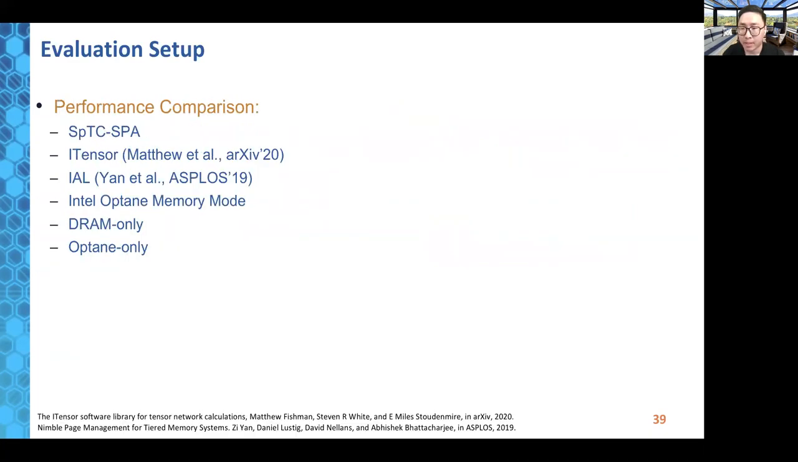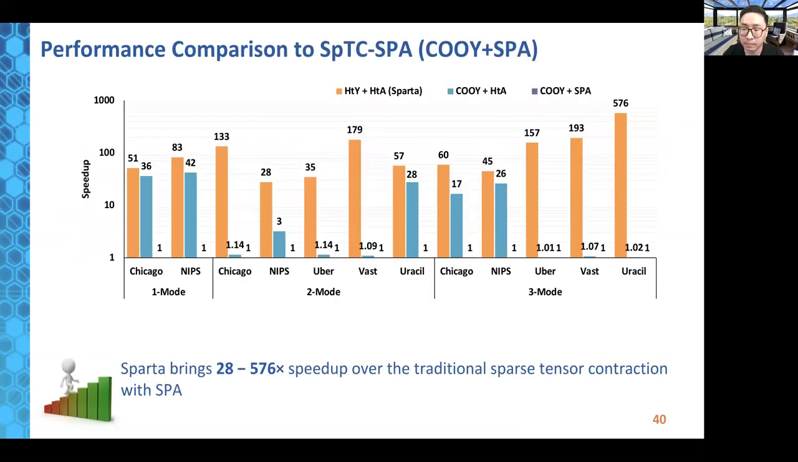We compare the performance of Sparta to Sparse Tensor Contraction with Sparse Accumulator, iTensor, IAL, Intel Optane Memory Mode, DRAM only, and Optane only. In this figure, we observe that compared to the state-of-the-art approach, Sparta brings 28 to 576 times the speedup for different scenarios and cases.